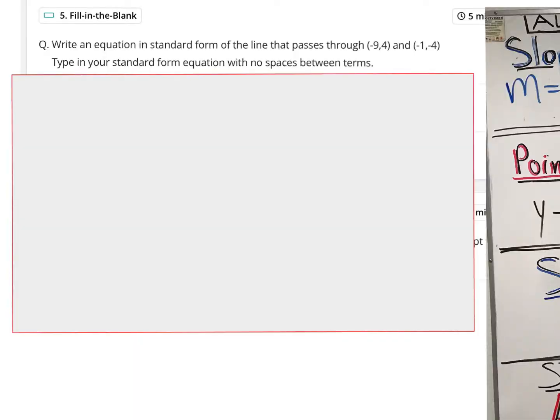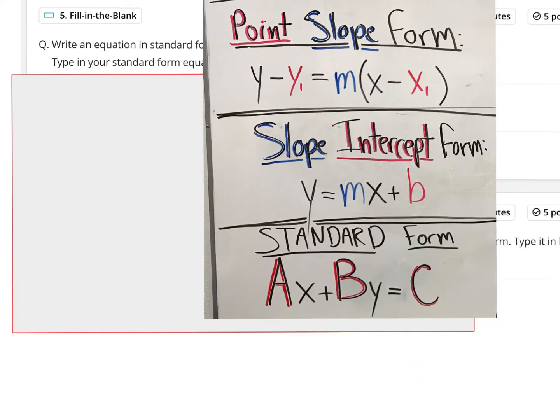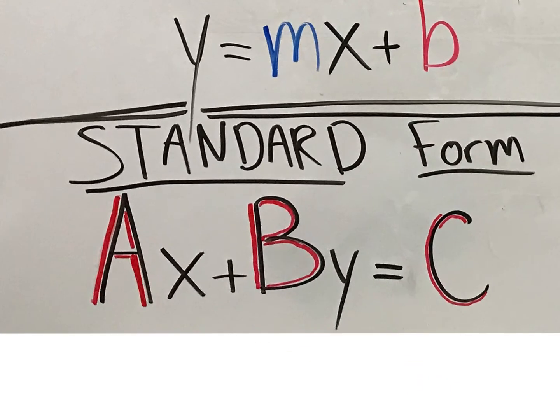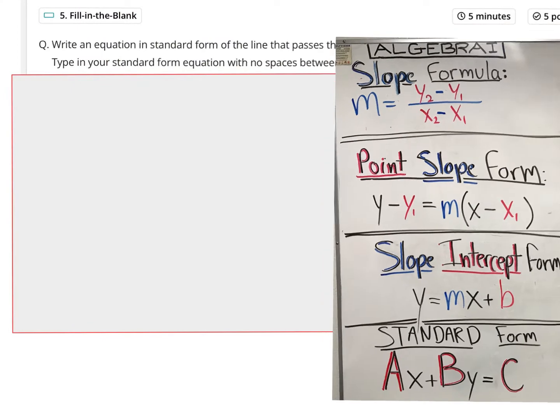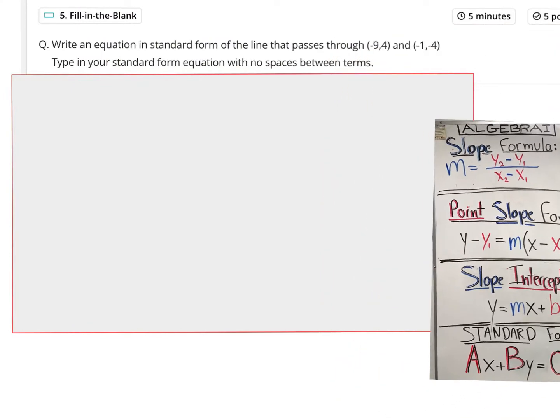This is question number 5. It says, write an equation in standard form. Okay, what is standard form? Ultimately, you want it to look like this. Ax plus by equals c. That's on the board if you need it. What do they give us? They give us 2 points.